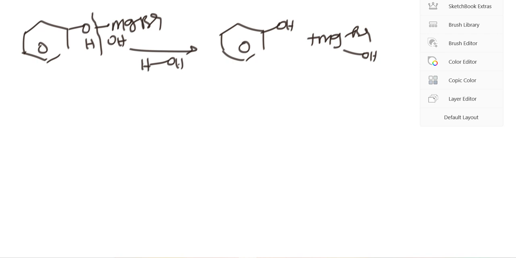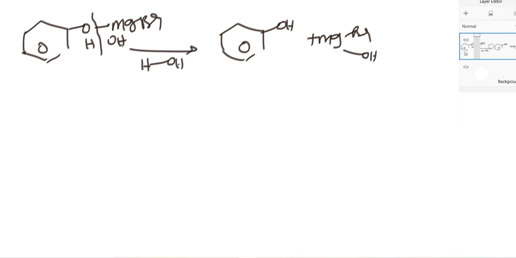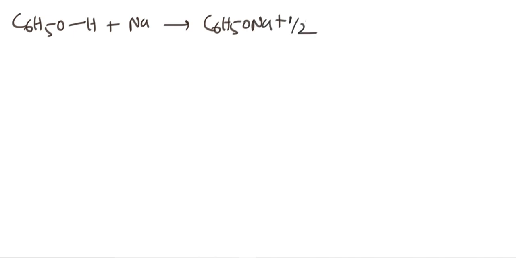Yes, next I'm going to the chemical properties, very simple. First, the acidic nature of phenol. C6H5OH treated with Na gives C6H5ONa and half H2. So one hydrogen is eliminated as half H2.